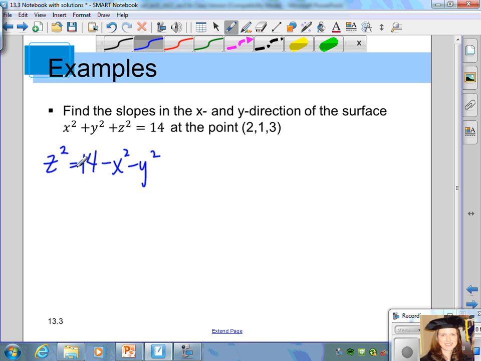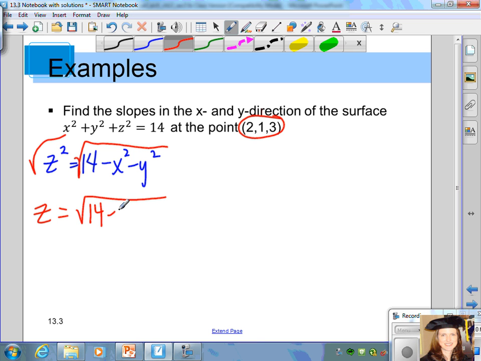To get the z by itself, we're going to take the square root of both sides. Now when you take the square root, you want to consider the positive and the negative. If the point here is (2, 1, 3), then we're looking at the upper half of the sphere. So it's the positive part of the square root of 14 minus x squared minus y squared. We can write this as 14 minus x squared minus y squared, that entire quantity, to the 1/2 power.